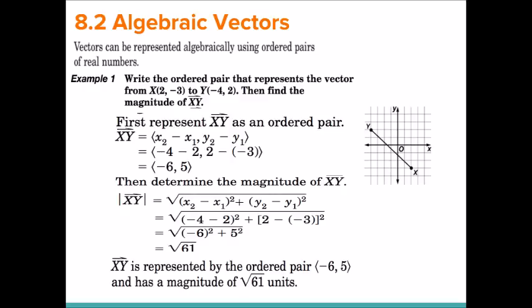If you want to find the magnitude of the vector xy, you have to take the square root of x2 minus x1 squared plus y2 minus y1 squared. This is also the distance formula. You plug in the same values as you did before, and then the magnitude is square root of 61. So the ordered pair for this vector is negative 6, 5, and it has a magnitude of square root 61 units.